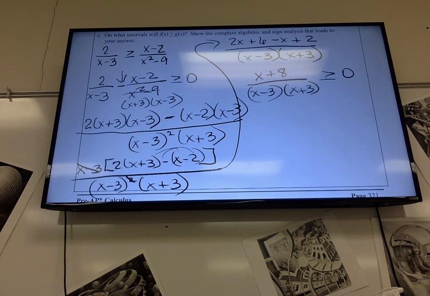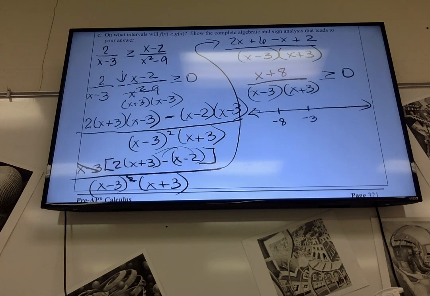Okay, so it's greater than or equal to 0. So we set the bottom and the top equal to 0. So the numbers we have are negative 8, negative 3, and positive 3. And the only number that will actually make it equal to 0 is negative 8, because if you get 0 on the bottom, it's undefined. It doesn't give you 0.